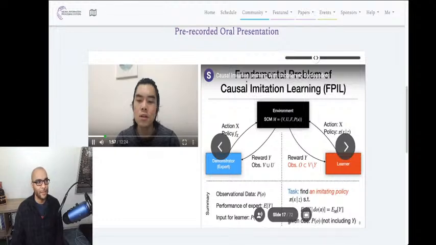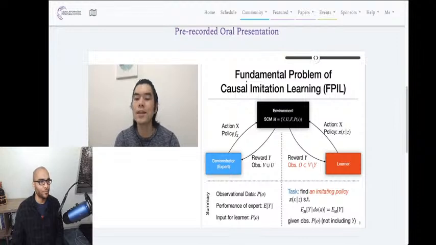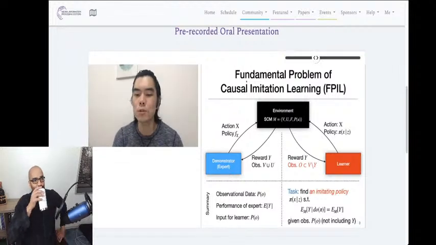The goal of the learner is to find the imitating policy pi from the observational distribution P of O such that its performance, the learner's performance, expected value of y given do pi is equal to the expert's performance, expected value of y.